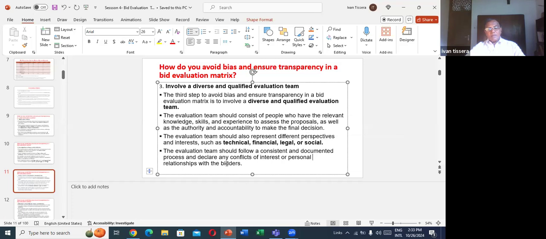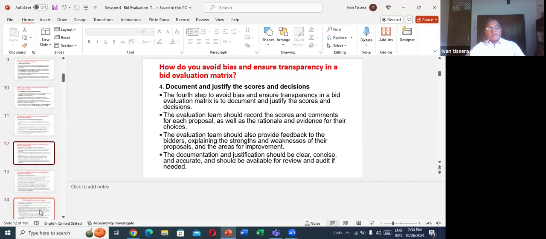Based on the procurement, the evaluation team should follow a consistent and documented process and declare any conflict of interest or personal relationship with the bidders. That is our normal requirement. At the beginning of the evaluation, all team members should give a declaration that they have no conflict of interest with the bidders, right? It is there in our country also.